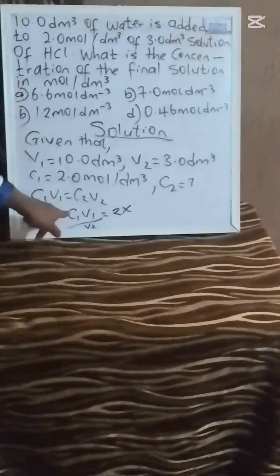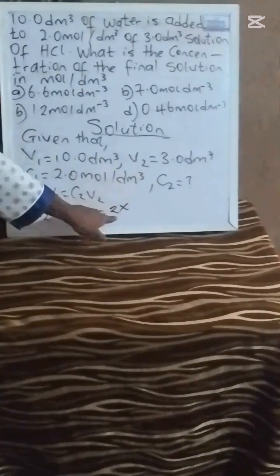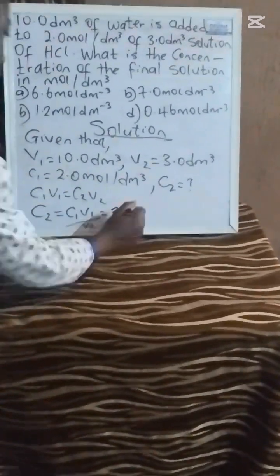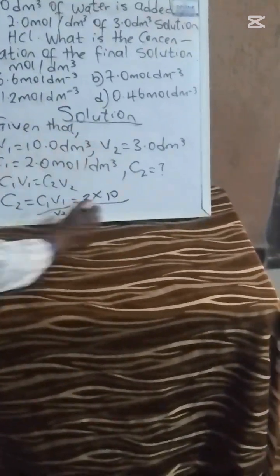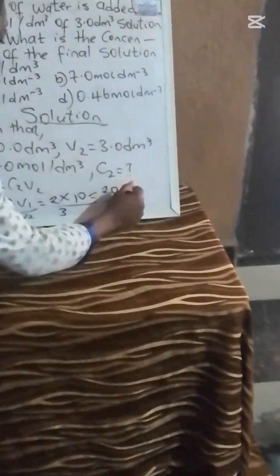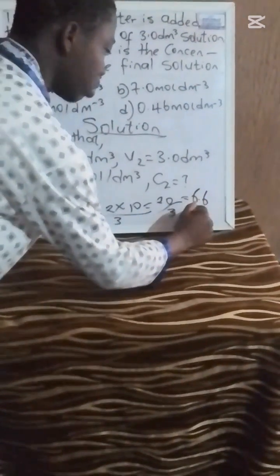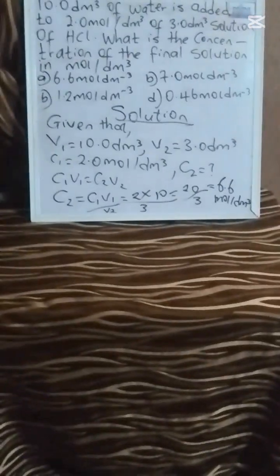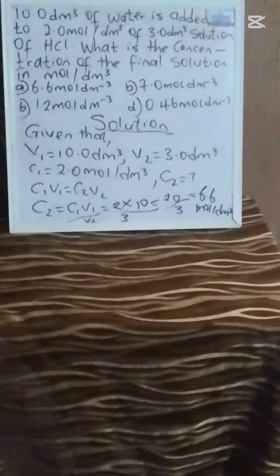V1 is 10, C1 is 2, divided by V2, which is 3. So I have 20 divided by 3. When you press your calculator, you get this value, 6.6 mole per dm cube. Sorry for the inconvenience, the board seems to be very small.